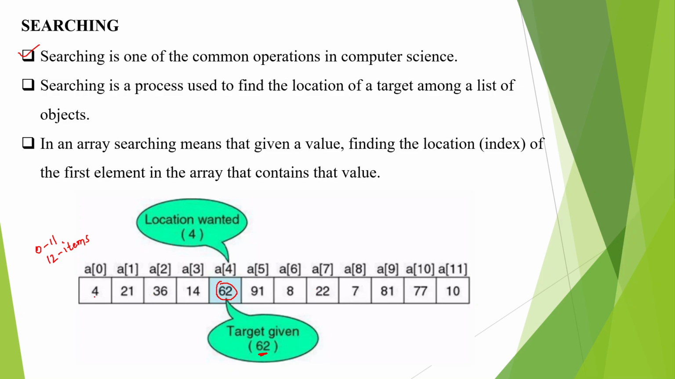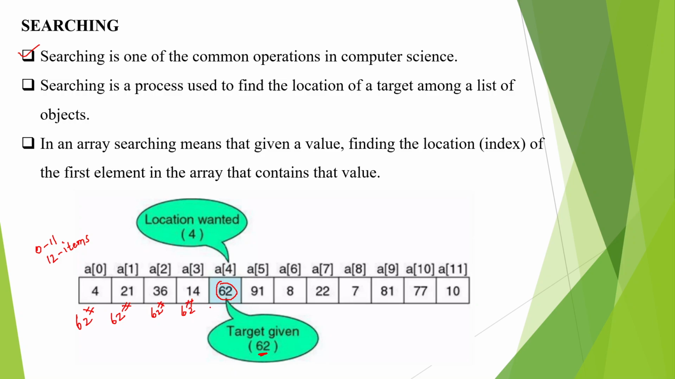First it will begin with A of 0. It will compare 62 with A of 0. As it is not equal, it will go to the next element, A of 1. Now 62 will be compared with 21. Again it is not equal. 62 will be compared with 36, not equal. 62 will be compared with 14, not equal.